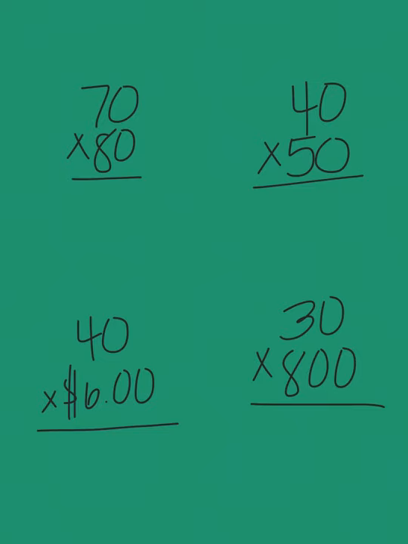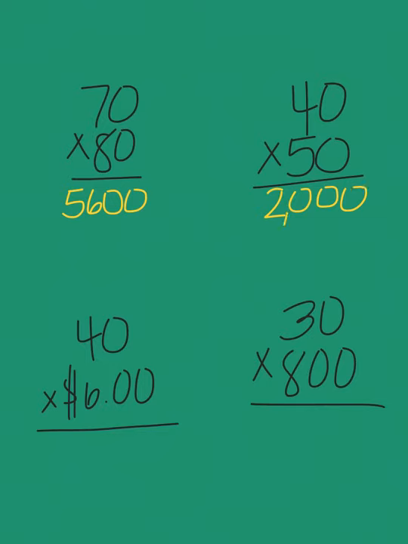All right, I want you to take a moment to solve 70 times 80, and then to the right, 40 times 50. Hit pause. 7 times 8 is 56, and there are 2 zeros, so that is 5,600. 4 times 5 is 20, and there are 2 zeros, which makes the answer 2,000.